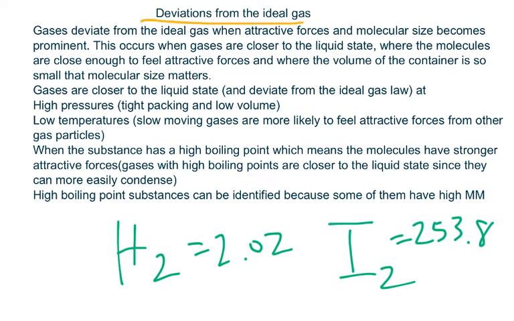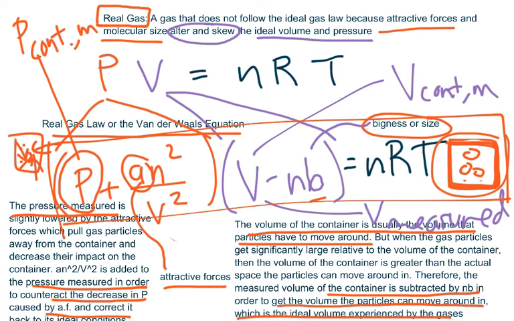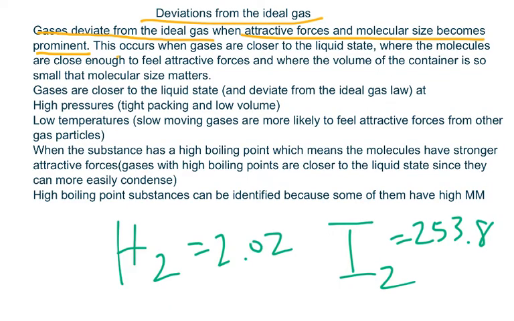How does an ideal gas exactly deviate from the ideal gas and turn into a real gas? Well, gases deviate from the ideal gas when attractive forces and molecular size become prominent, as we saw in the previous slide where the attractive forces and molecular sizes affected our P and V. So this occurs when gases are closer to the liquid state, where the molecules are close enough to feel attractive forces, and where the volume of the container is so small that molecular size matters.